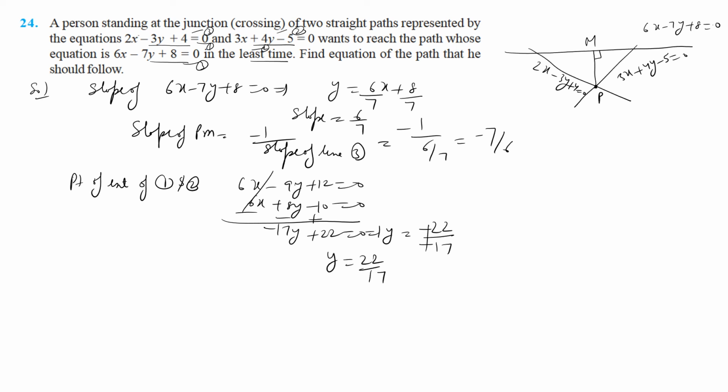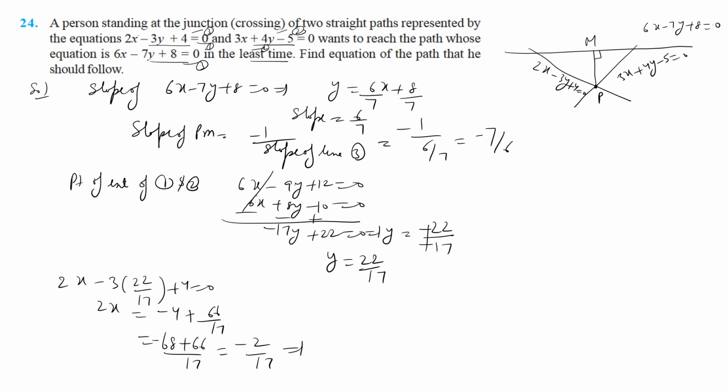Now I will get x. Let us put it in a simple equation: 2x plus 8y minus 4 equal to 0. So 2x is equal to minus 4 plus 66 by 17, so minus 68 plus 66 by 17, which is minus 2 by 17, and x I will get as minus 1 upon 17. So I got the point P as minus 1 by 17 and 22 by 17.